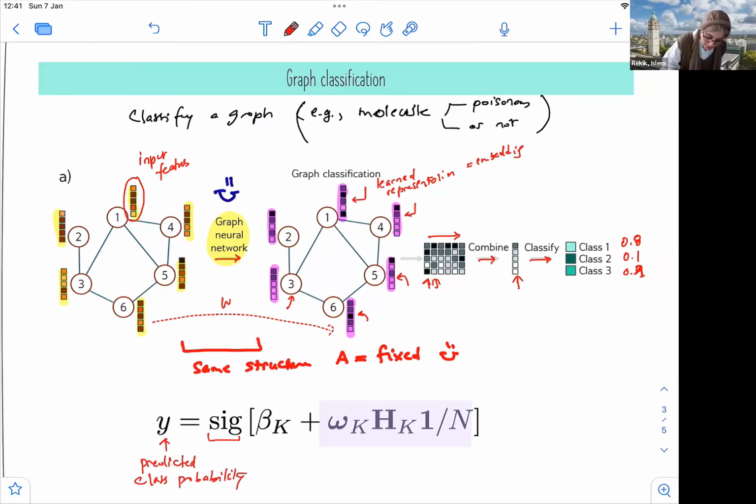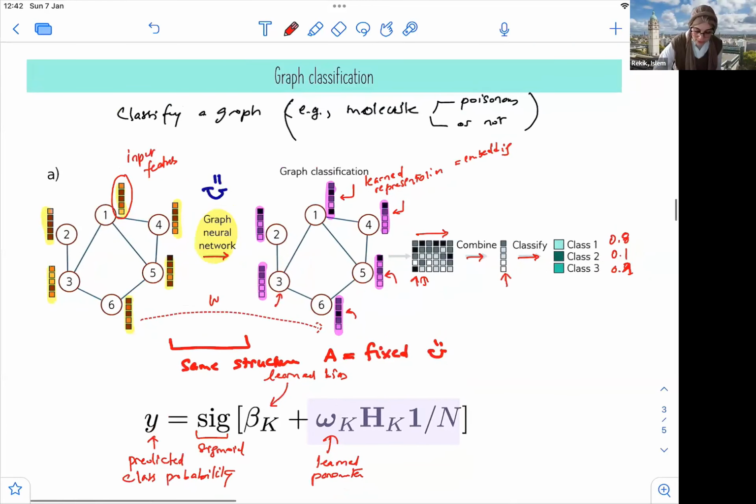And it is calculated through the sigmoid function. So we have a sigmoid that takes in a learned bias. So this is a learned bias. Also a learned mapping vector or parameter for the last layer. Okay, so this is here at the last layer. The learned embedding, so the final learned embedding. And this is a one vector.